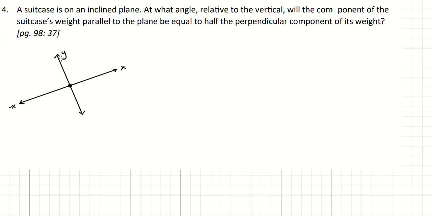Now, as we look at this, I don't have that many things known about this situation. I know that I have a suitcase sitting there. That's my dot. At what angle will the component of the suitcase's weight parallel to the plane be equal to half the perpendicular? So, we don't know the angle. I don't want you to draw this, but it might help just to envision it, this is our ramp.